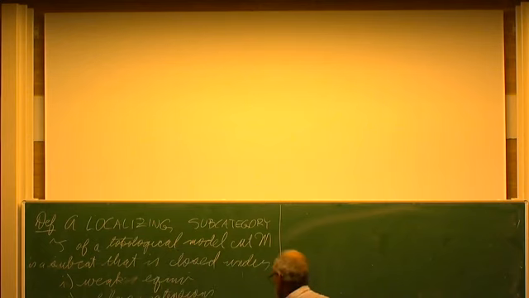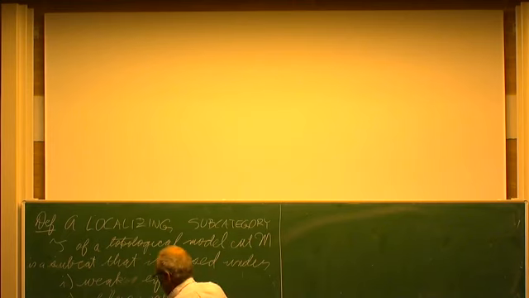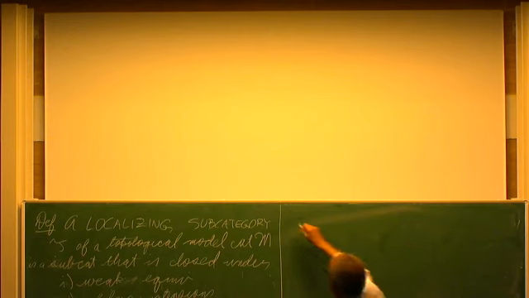And when I say extensions, I mean, if these two objects are in the subcategory, then the middle one is also. But I repeat, I'm not requiring that if X and Y are in it, then W has to be in it. Now, here's an example.